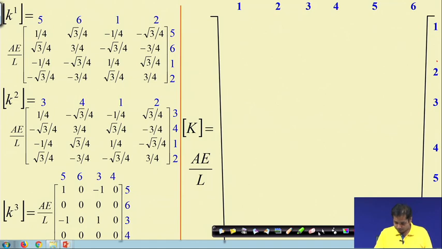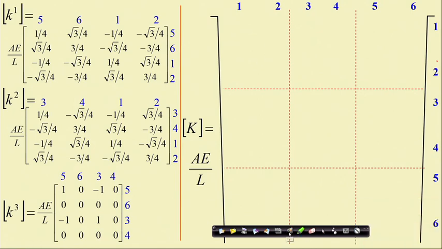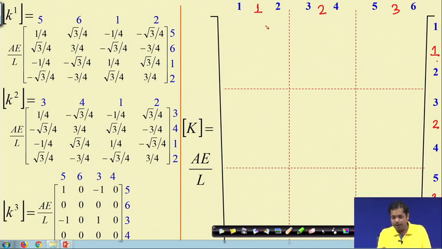Now, we have 3 joints. This joint is joint number 1, this joint is joint number 2 and this joint is joint number 3. Similarly, this is joint number 1, joint number 2 and joint number 3. So this block tells you how the force and the displacement at joint number 1 are related to each other. Similarly, force at joint number 1 and displacement at joint number 2 are related through this block. Similarly, force at joint number 2 and displacement at joint number 1 are related through this block, and so on.